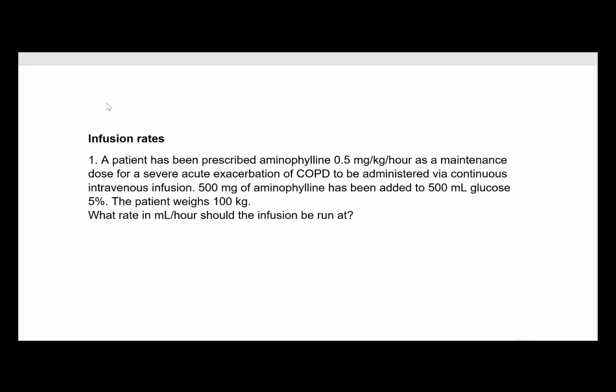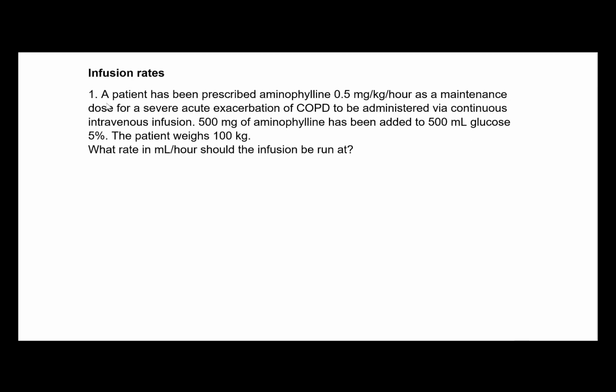Again, very important, but a little bit complicated type of calculation, so you need to pay attention here. A patient has been prescribed 0.5 milligrams per kg per hour as a maintenance dose for severe acute exacerbation of COPD. 500 milligrams of aminophylline has been added to 500 mils of glucose 5%. The patient weighs 100 kilograms. What rate in mils per hour should the infusion be running at?